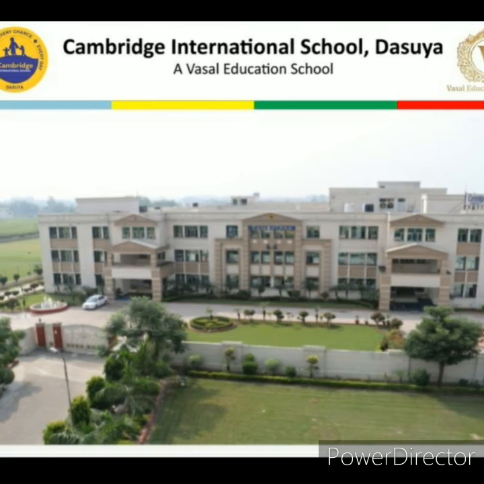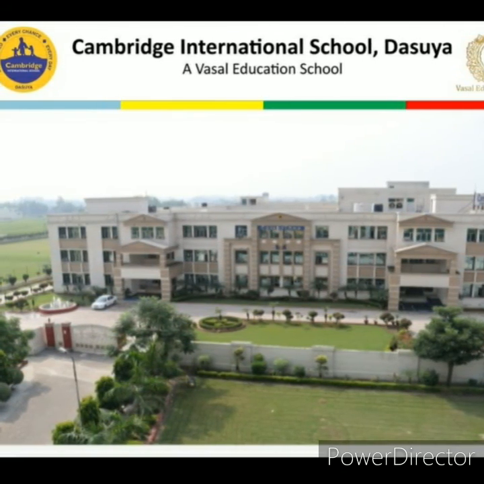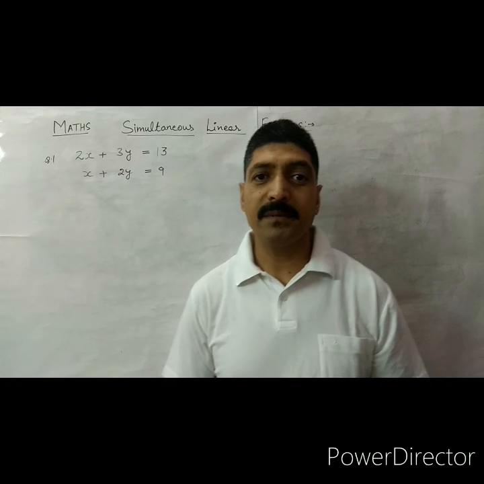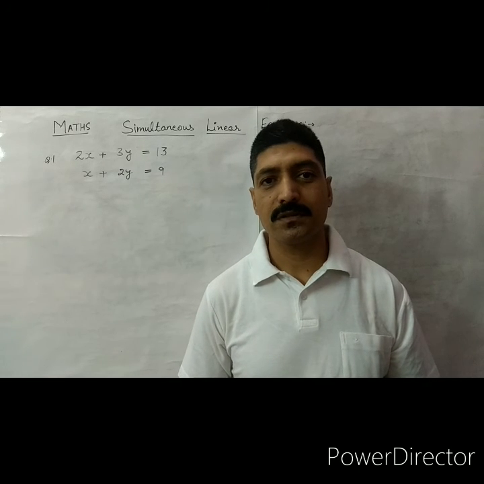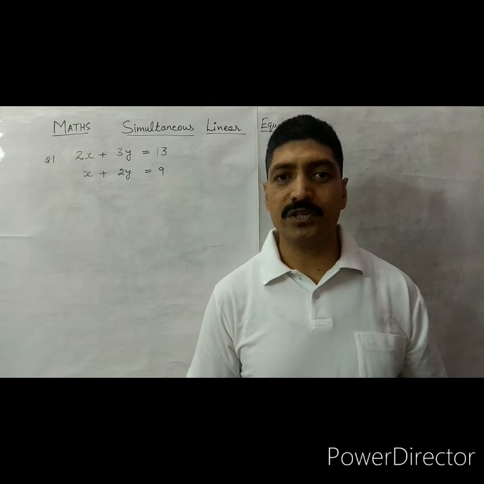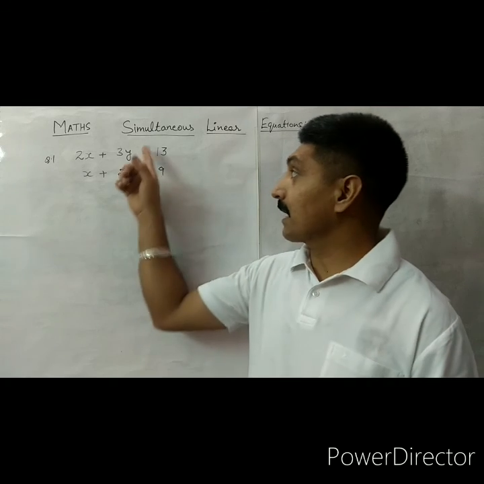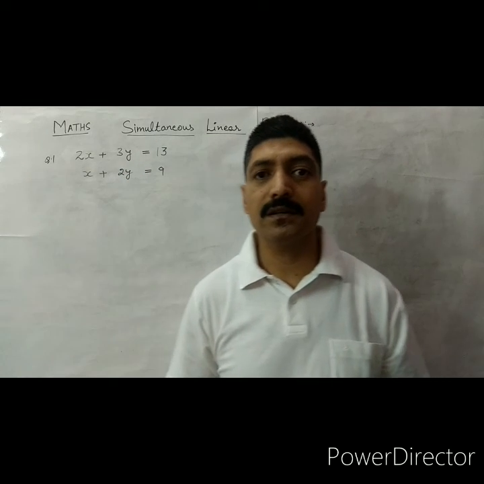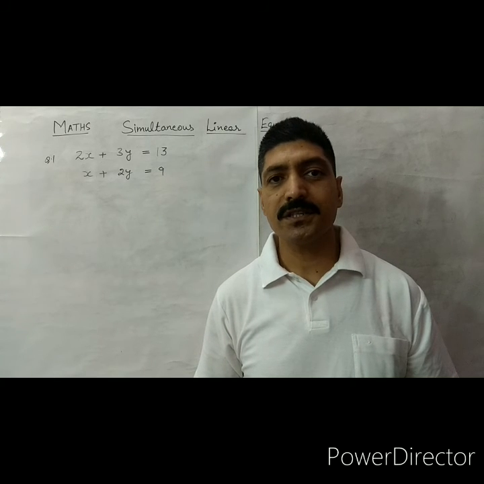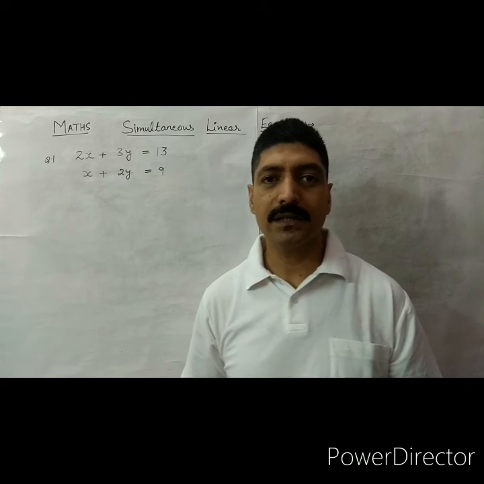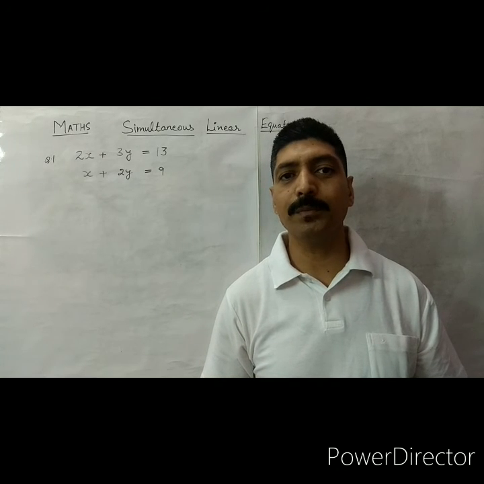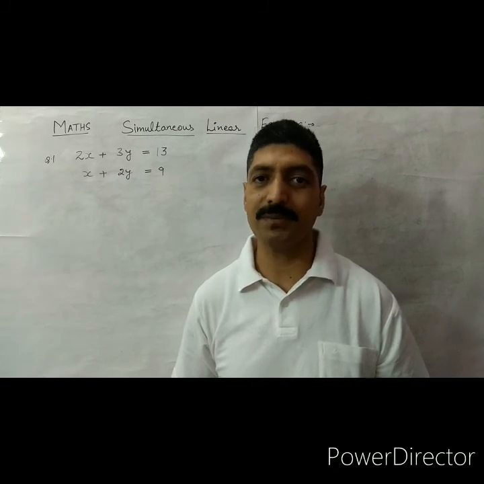Today we will discuss some of the questions of simultaneous linear equations. As we know, to solve a pair of linear equations or simultaneous equations, we can solve them in three ways. First, by substitution method. Second, by elimination method. And we have one more method, that is the cross multiplication method.